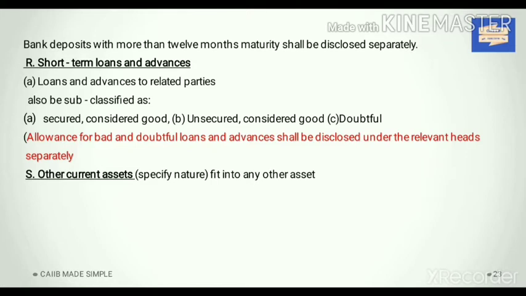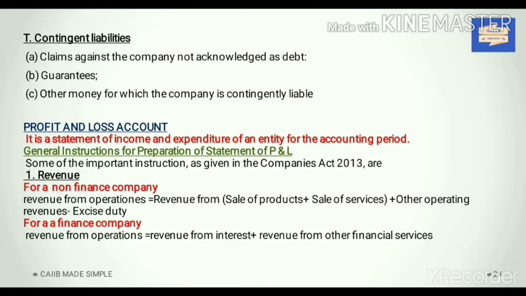Other current assets, which do not fit into any other assets. Contingent liabilities: claims against the company not acknowledged as debt, guarantees, and other money for which the company is contingently liable come under contingent liabilities. Next is profit and loss account.